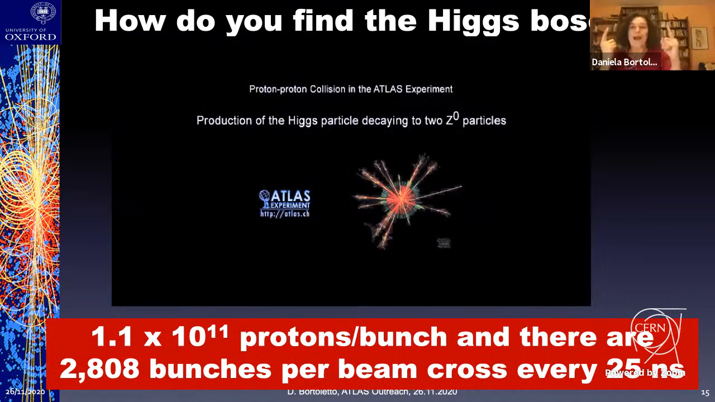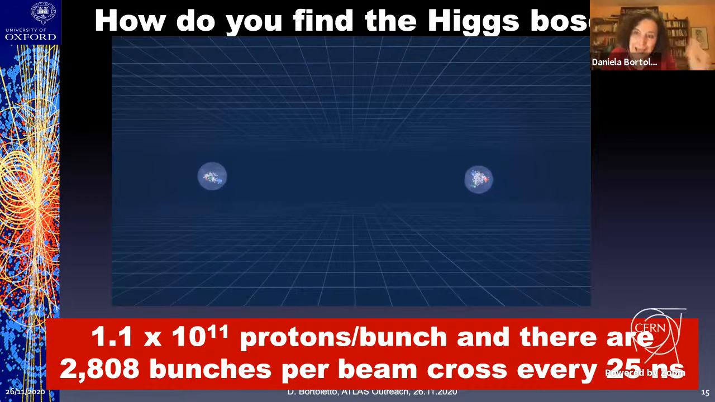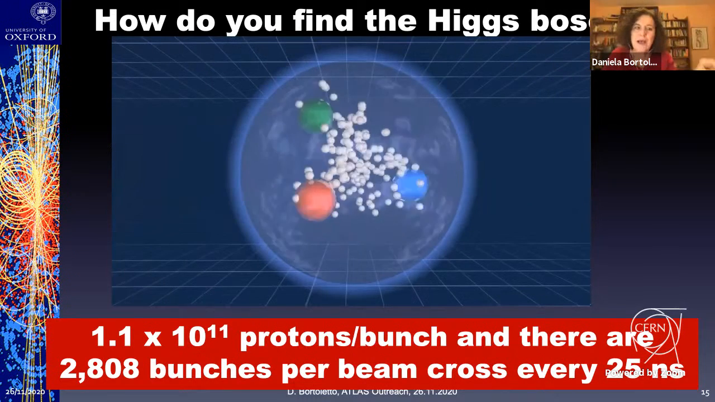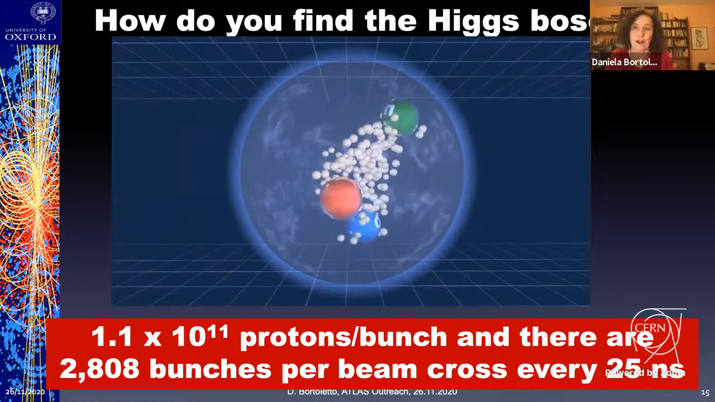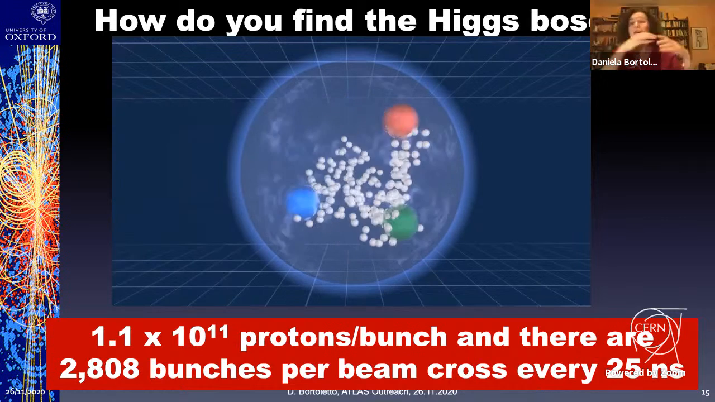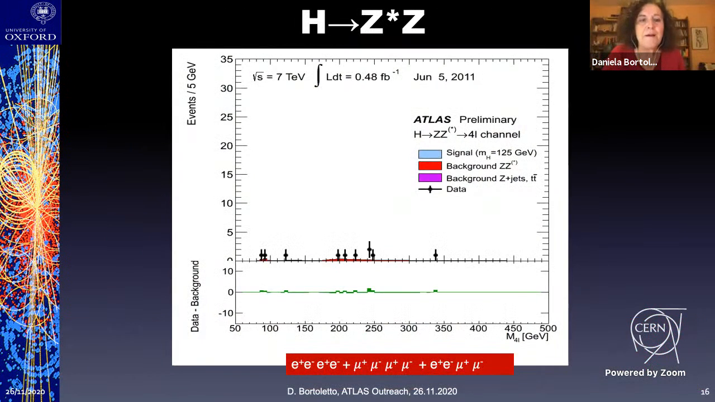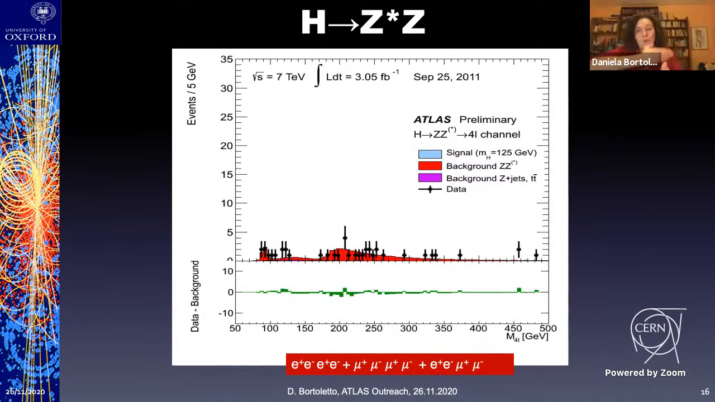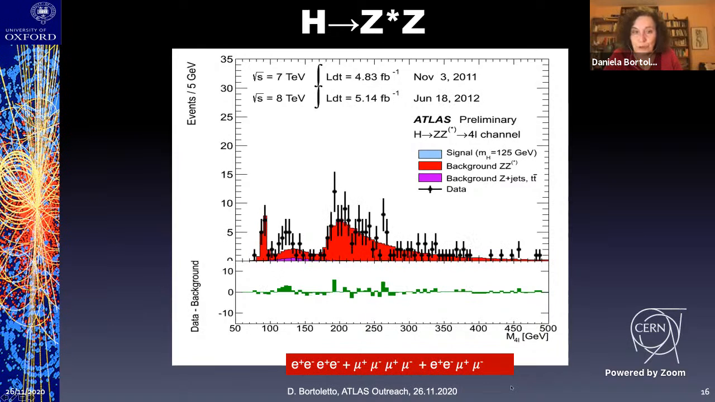I show you one event, but in practice, in every bunch that we have at the LHC, we have about 10 to the 11 protons, almost a trillion protons per bunch. And we have about 3,000 bunches per beam, crossing every 25 nanoseconds. So there are a lot of these interactions. In most of them the Higgs boson will not be produced, but sometimes it will be. And so what we record then are 4 electron, 4 muon, and 2 electron 2 muon events.